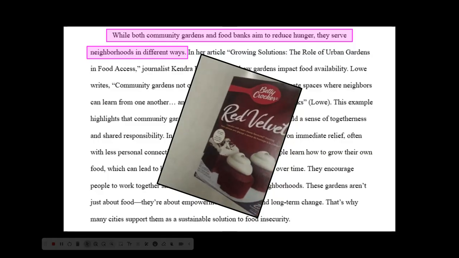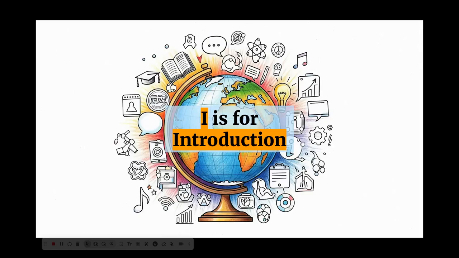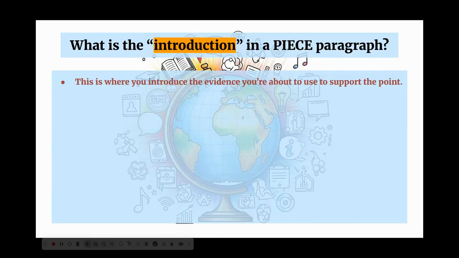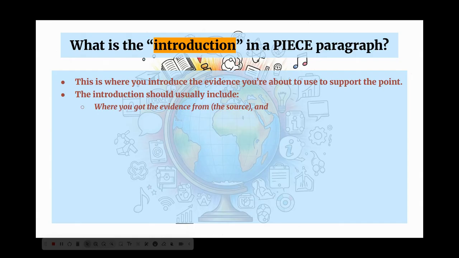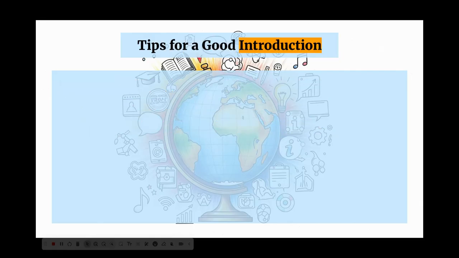And the same thing, the point sentence should tell you what to expect in the rest of the paragraph. Okay, let's look at the introduction. So this is just going to be where you introduce the evidence that you're using to support the point. The introduction should normally include the source that you got your evidence from and why it's credible or relevant, because you want to make sure your reader trusts your evidence before you share it.